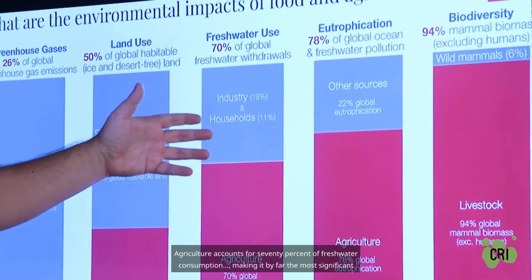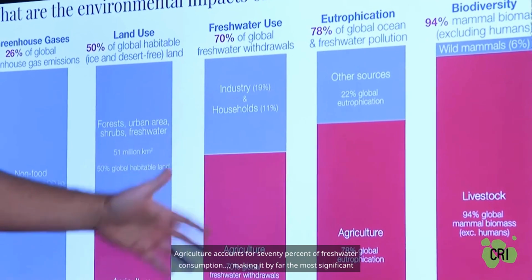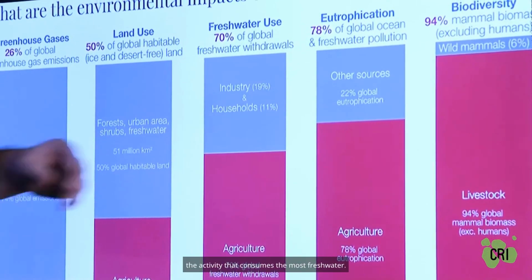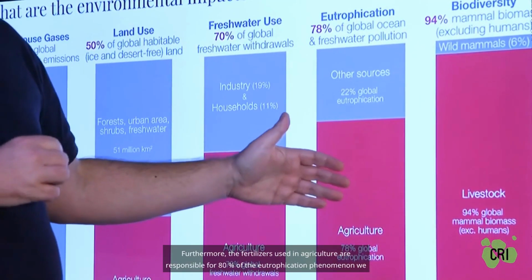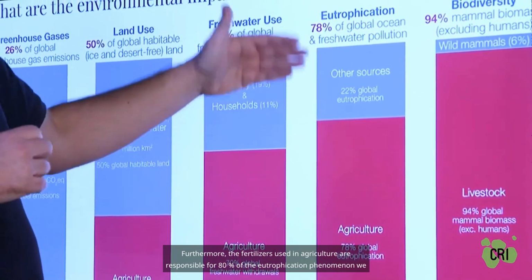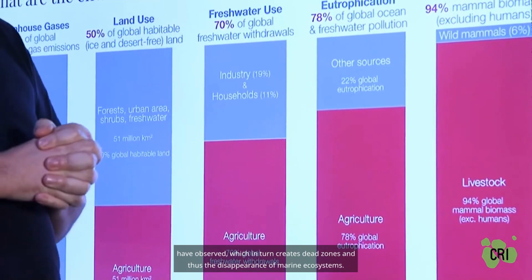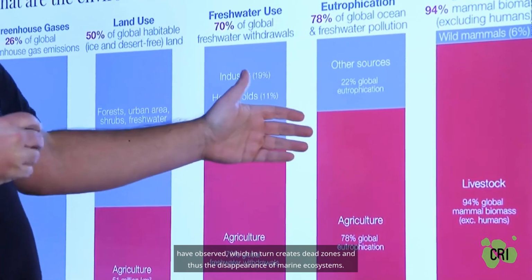Agriculture accounts for 70% of freshwater consumption, making it by far the most significant user, the activity that consumes the most fresh water. Furthermore, the fertilizers used in agriculture are responsible for 80% of the eutrophication phenomenon we have observed, which in turn creates dead zones and thus the disappearance of marine ecosystems.